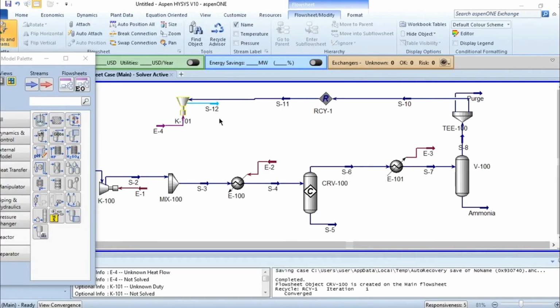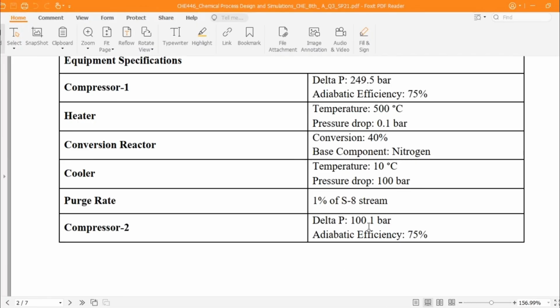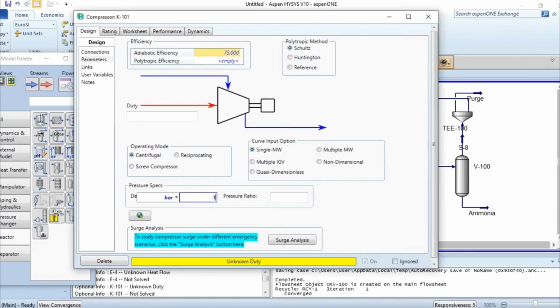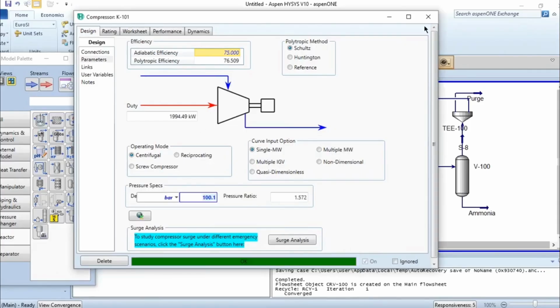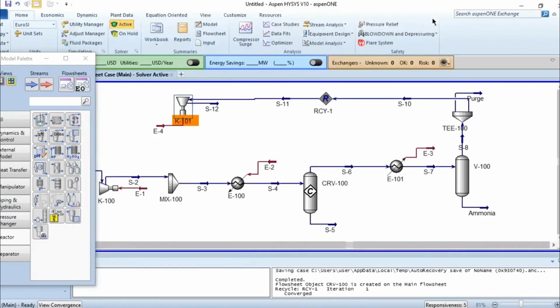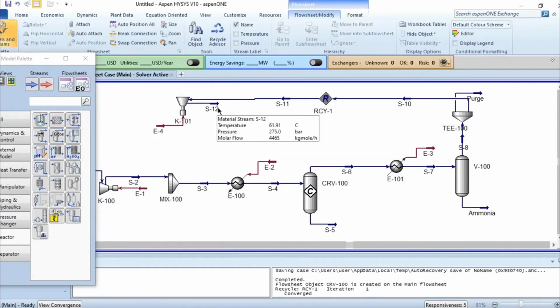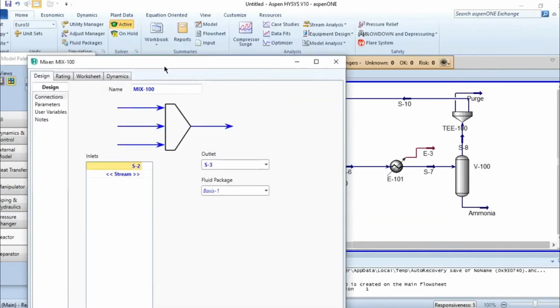This is the S12 stream outlet, E4 is the work required, and what is the specification of it? Delta P of 100.1 bar and adiabatic efficiency 75%. Now the real test will come, because now we have to connect this S12 to this mixer, for which the mixer is actually installed.